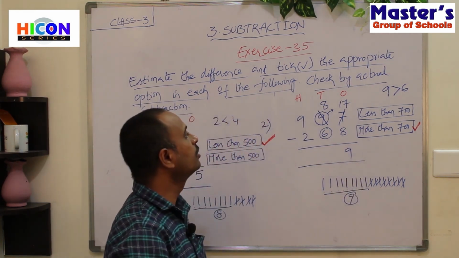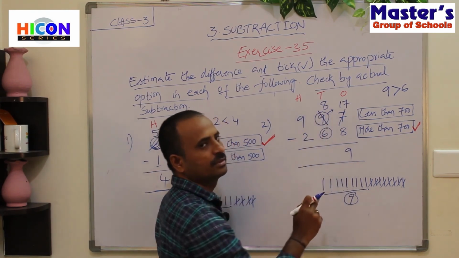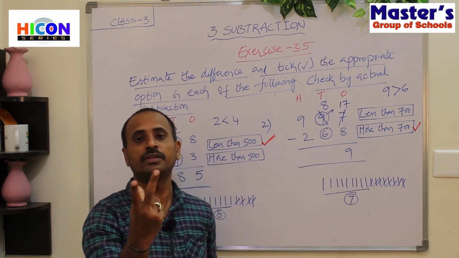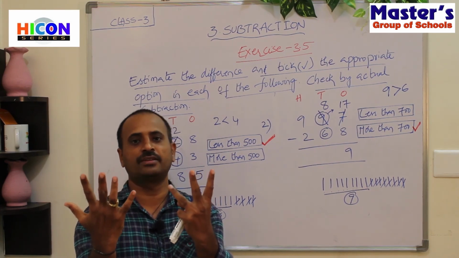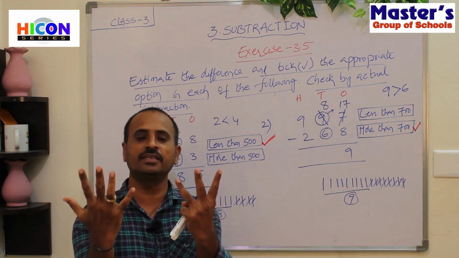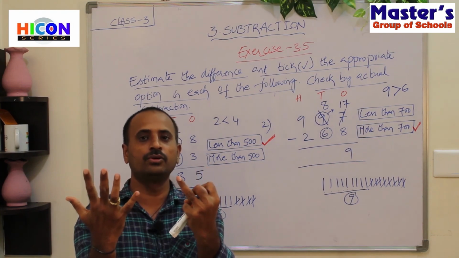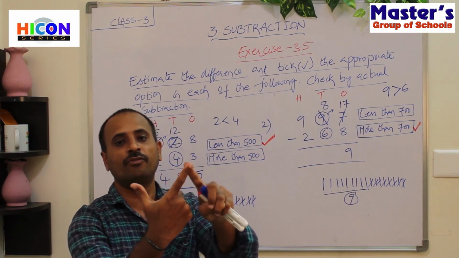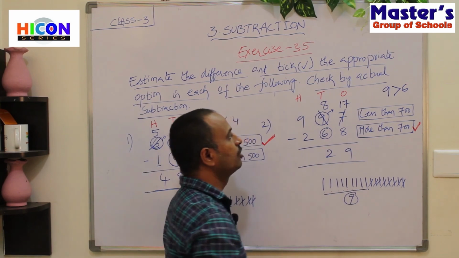Now go to the tens place. What are the digits present in the tens place? 8 and 6. What is the first number? 8. So open 8 fingers of your hand. 1, 2, 3, 4, 5, 6, 7, 8. What is the second number in the tens place? 6. So close 6 fingers among these 8 fingers. 1, 2, 3, 4, 5, 6. How many fingers are remaining? 2 fingers are remaining. So write 2 here. Next, go to the hundreds place.